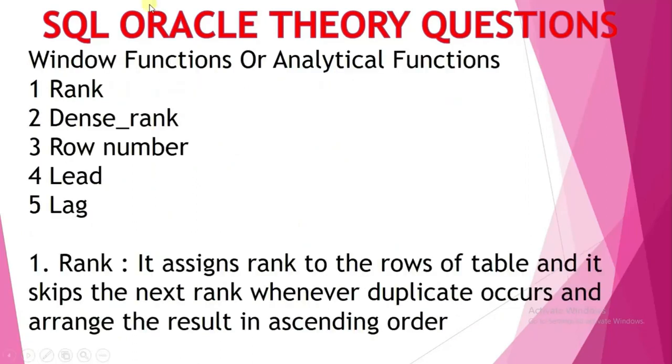And moving to next, window functions or analytical functions: rank, dense rank, row number, lead and lag. The first one is rank. What is rank exactly? It assigns rank to the rows of the table and it skips the next rank whenever a duplicate occurs, and arranges the result in ascending order. So this is what rank does.